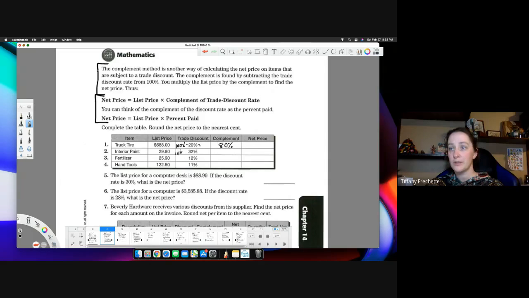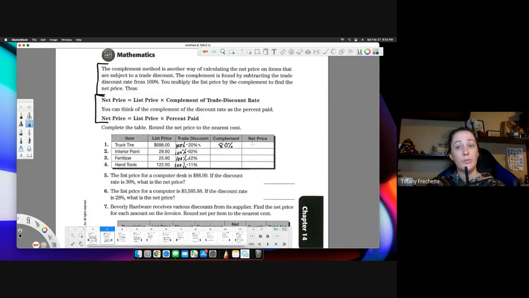You're going to do that for each one of these. You're going to subtract from 100 to show you what your complement is. And remember what this means. It's just the difference in wording here. So the trade discount is the amount you get to take off the list price. The complement is the amount you're going to pay. So we're going to pay 80% of the list price. I get to take off 20% of the list price. So it's a difference in wording, but it can take away one step, because when I multiply list price and complement, immediately I have my net price.